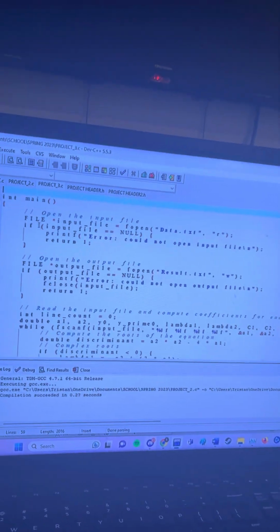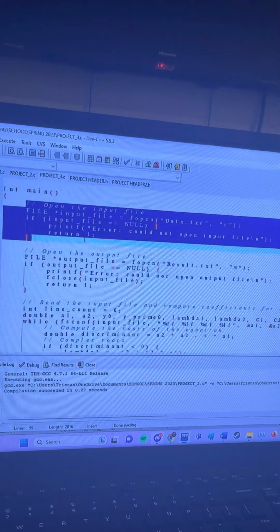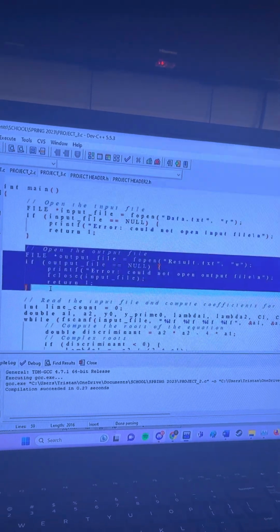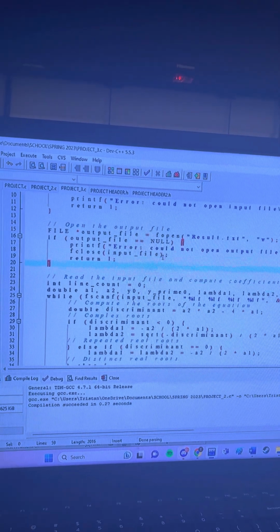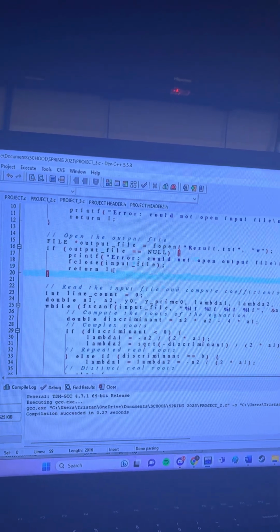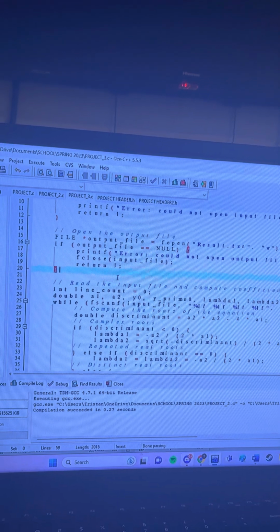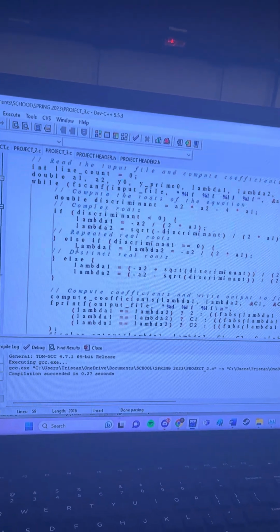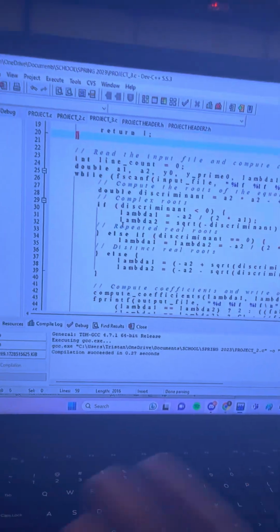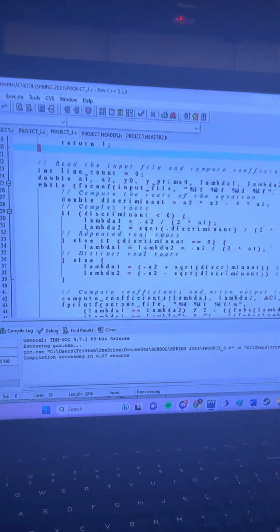All right, so open the input file. Pretty standard stuff that we went over in class. Open the output file. This kind of threw me for a loop for a second. I was like, we have to open the output file? But I went back and I was like, oh yeah, right. In programming, you have to define things before you actually define what they are made of.